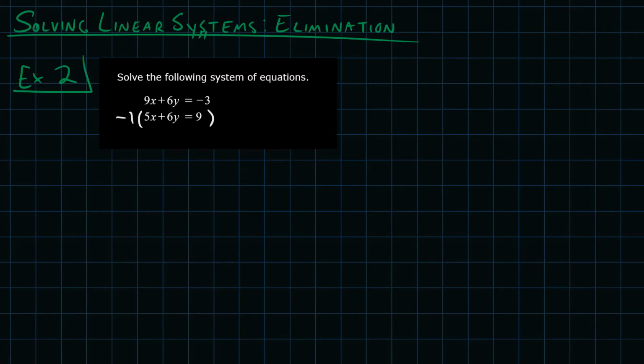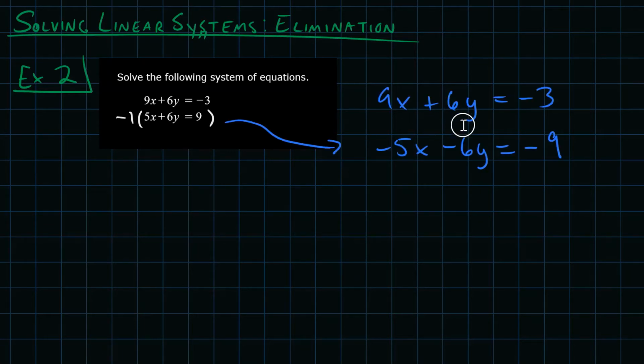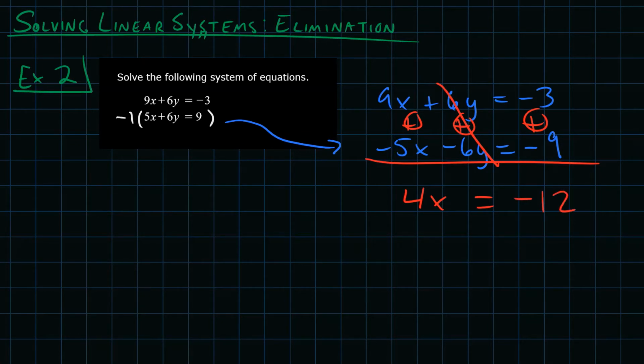Now let's rewrite our equations to see if we can now add and eliminate. Our coefficients for y have the same value but the opposite sign, so we can go ahead and add our values. 9x minus 5x gives you 4x. 6y minus 6y is eliminated. And negative 3 plus a negative 9 gives you a negative 12.